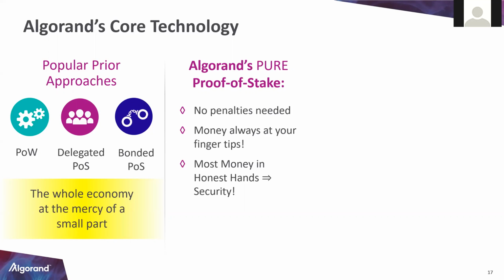And of course, we need honest assumptions. Just like in proof of work, the assumption is that the majority of the computation power is honest. In Algorand, the assumption is that the majority of the total balance, most of the money in the system, is in honest hands. As long as that is the case, then security is guaranteed.